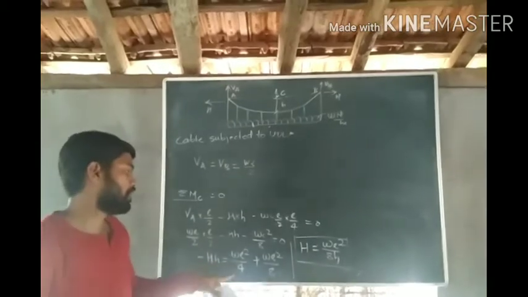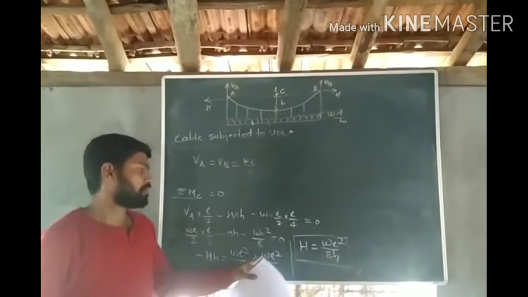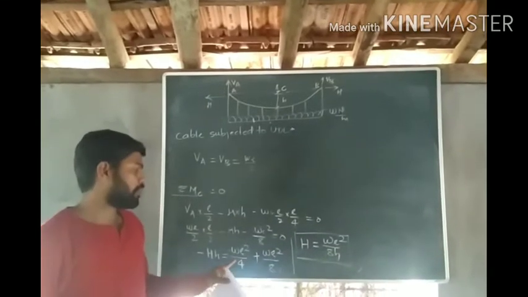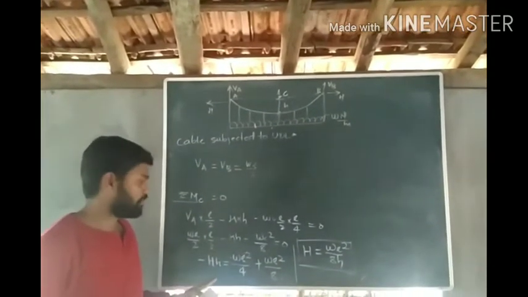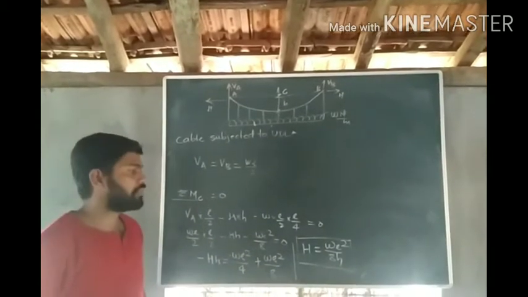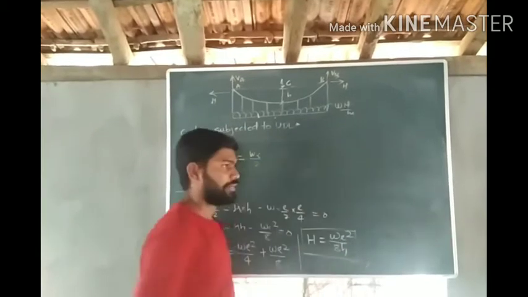So WL square by 4 minus WL square by 4 plus WL square by 8, this will be WL square divided by 8. Here h multiplied by h, so h will be on the right side in the denominator, so h will become WL square divided by 8h.